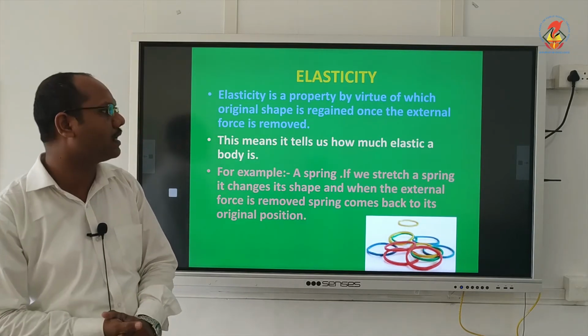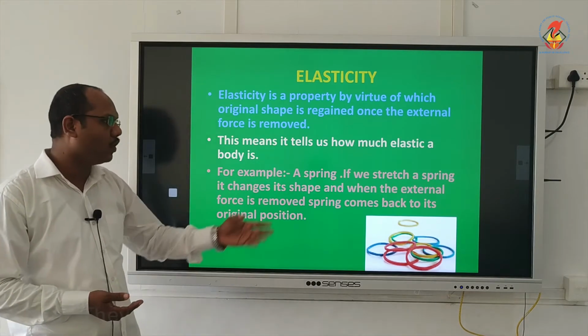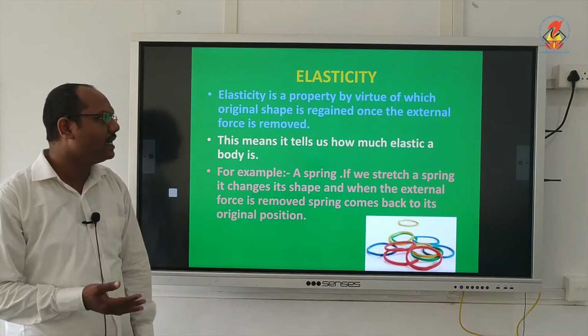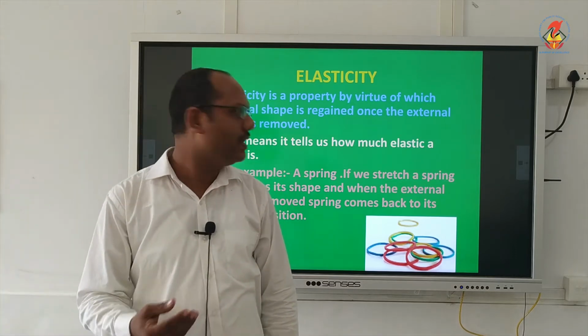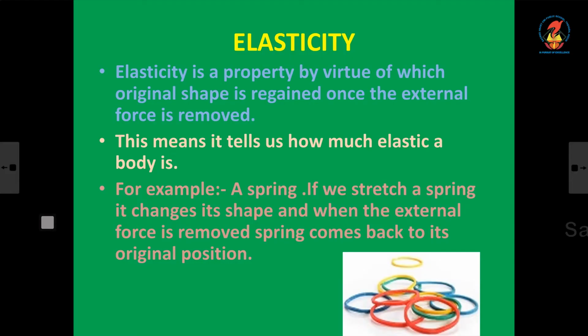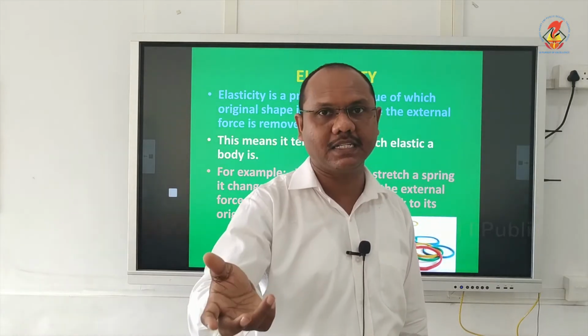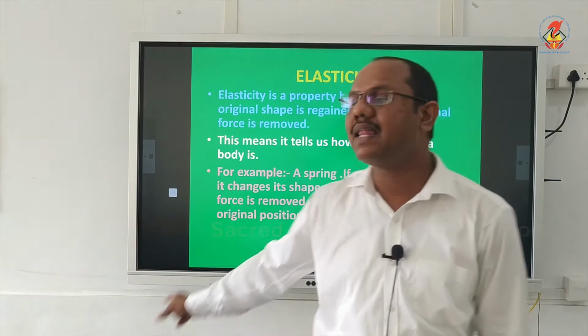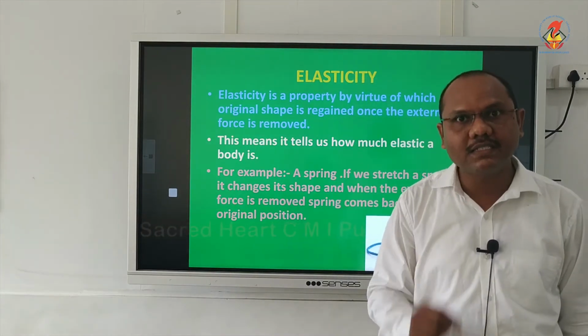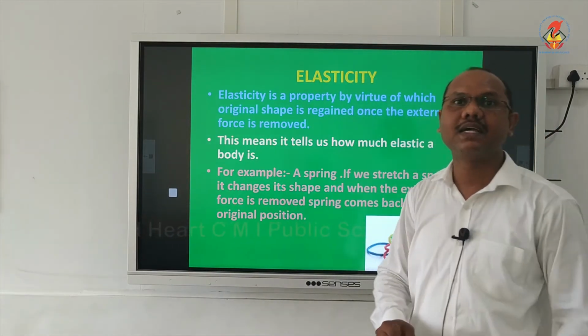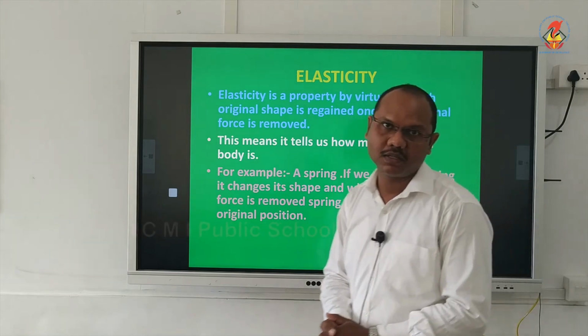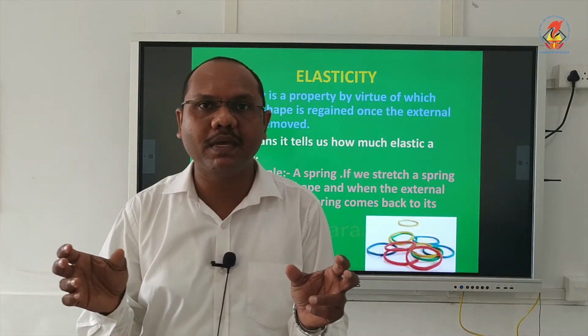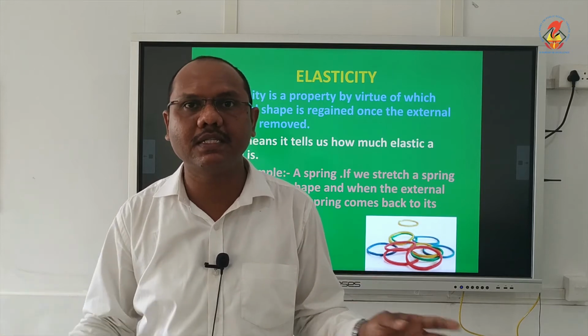Example, a spring. If we stretch a spring or a rubber band, it changes its shape, and when the external force is removed, it will come back to the original position. Such bodies are called elastic bodies. You know, a spring is made of steel, so steel is highly elastic. Steel is much more elastic than rubber. That is why we do not use rubber for making springs. Instead, we use steel, because steel is more elastic than rubber.